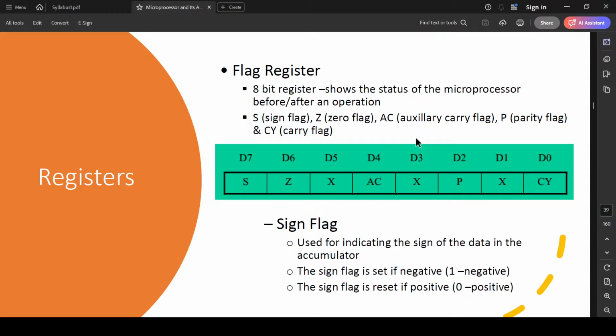Next, we have the flag register. One of the topics which I hate. In the last exam, I didn't understand this. I just skipped this topic. So let's understand deeply here.